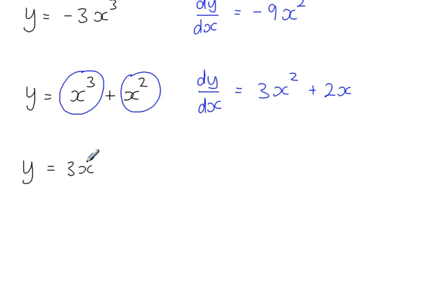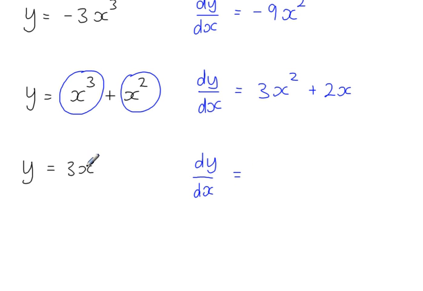Y is equal to 3x. Well, that's just a straight line, it's not a curve, and we can tell the gradient is 3. It's in the form y is equal to mx plus c. M is the gradient, is 3. But we can still use differentiation on this as well, if we want to. There's no point, but we can.